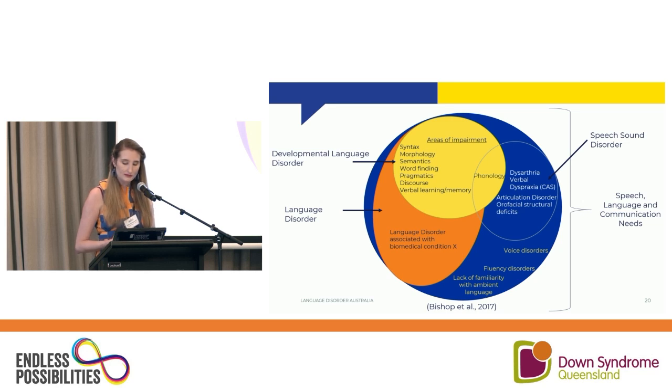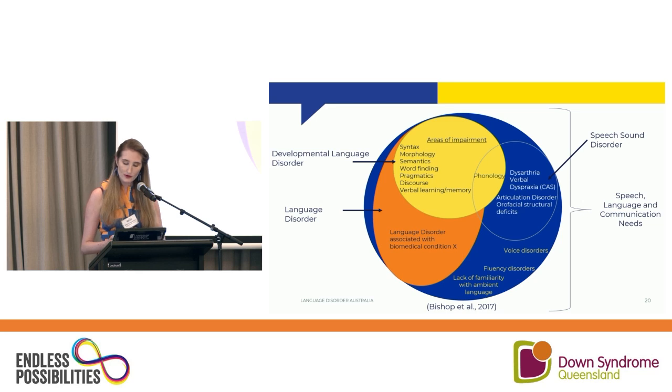So that might be something like a dysarthria. It could definitely be that phonology circle you can see there. It could also be some orofacial differences that also come into play that are further affecting our speech sound production. And this model also shows us voice disorders and fluency disorders, and that's something we also consider for our population with Down syndrome.